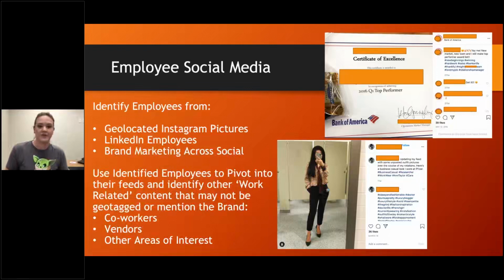Coworkers, vendors, and then just other rabbit holes and areas of interest to follow are great. People love posting their accomplishments, and so you can get full names off of their certificates. You can get information about them from their badges and, you know, what the badges look like.